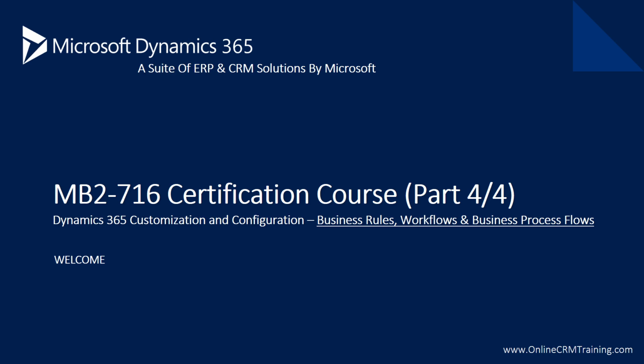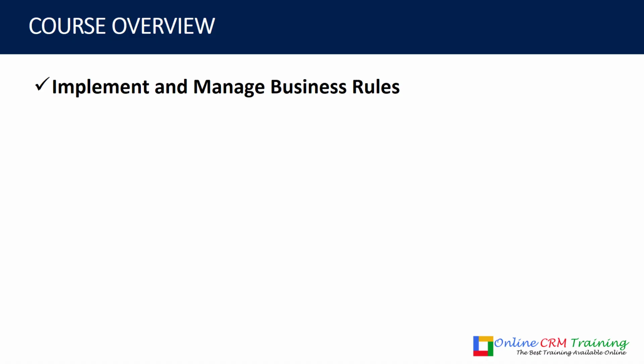This is MB2-716, part 4, the final part, and let's see what you will learn in this course. The first thing you will learn is how to implement and manage business rules. We'll talk about when you should use business rules, and what the alternative is, which might need some programming skills like JavaScript. And how can you do client-side validations without doing any programming? Business rules can really help you.